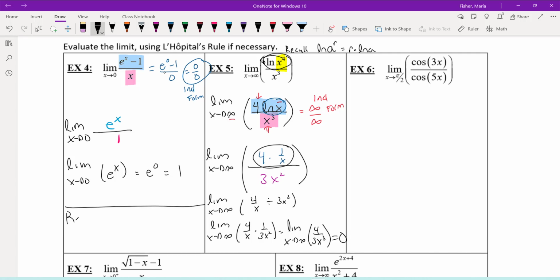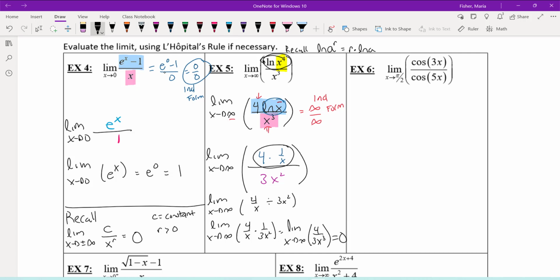Recall from Calculus 1 that the limit as x approaches plus or minus infinity of a constant over x to a power would equal 0. Again, c here is a constant, and r has to be greater than 0. But whenever you have the limit as x approaches infinity of a constant divided by x to a power, that's always going to be equal to 0.